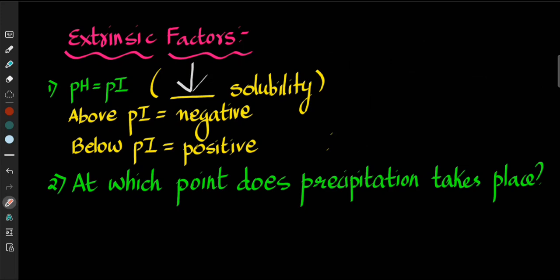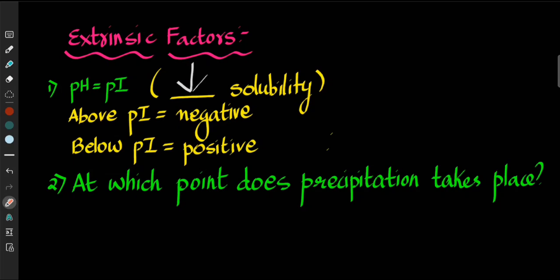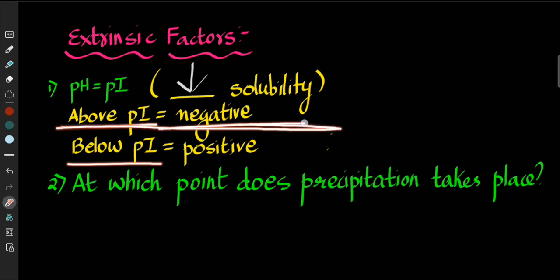Okay, now whenever the pH is above PI, right, the amino acid is going to carry a negative charge. And if the pH is below the isoelectric point, then it is going to carry a positive charge. Now I will tell you in a shortcut. Above PI means a basic solution, and below PI means an acidic solution. When it is in a basic solution, it is going to donate its hydrogen, right?